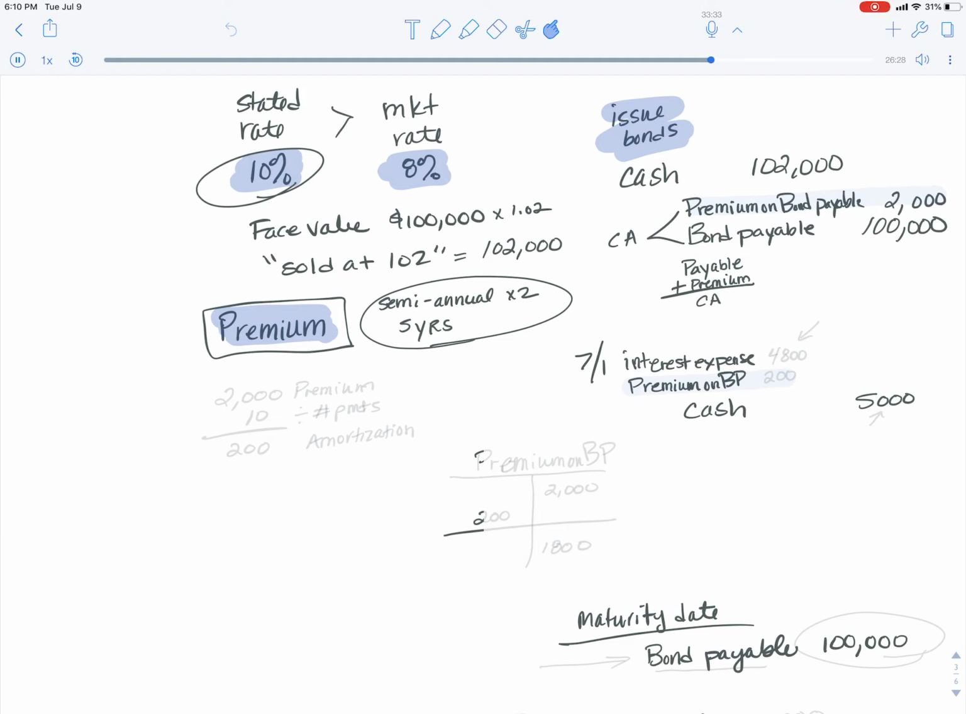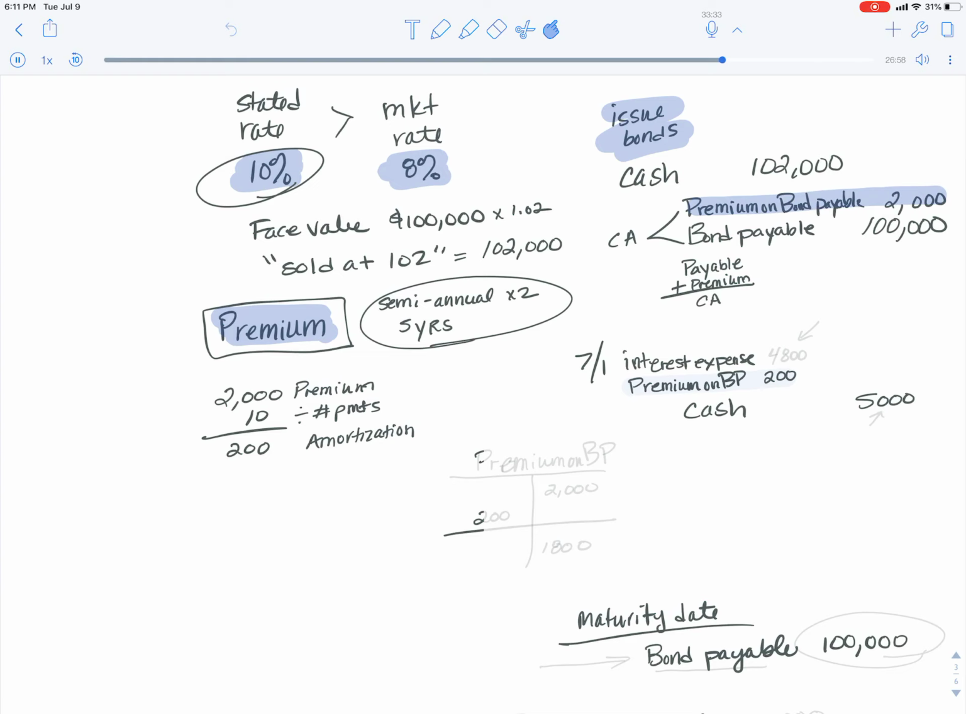And let's calculate our amortization of our premium. You take $2,000 of a premium, just like you did your discount, and divide it by number of payments. So we still have 10 payments here. So our amortization for this scenario is $200. So we're going to remove $200 with a debit. So we started out with premium on the credit side.